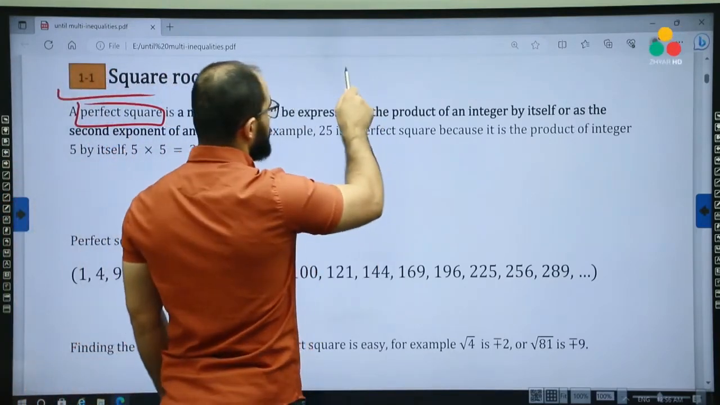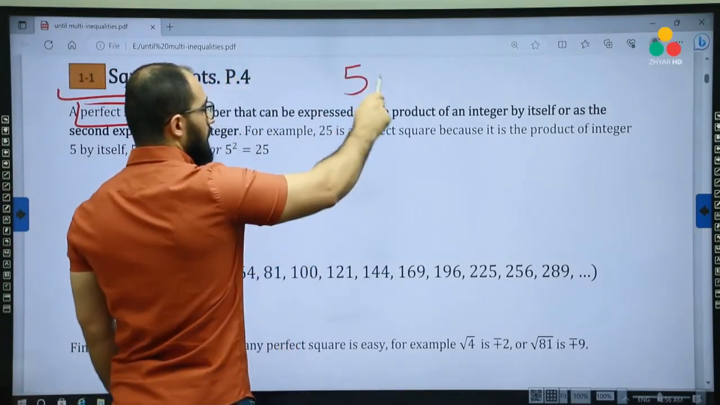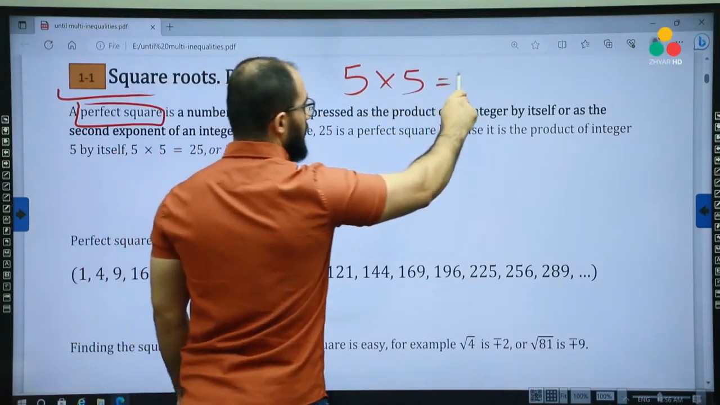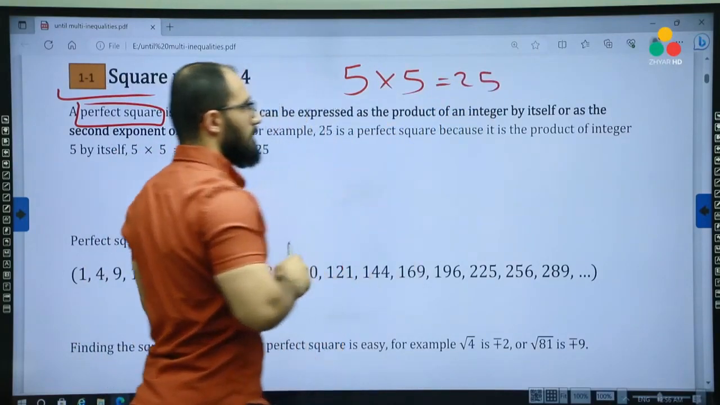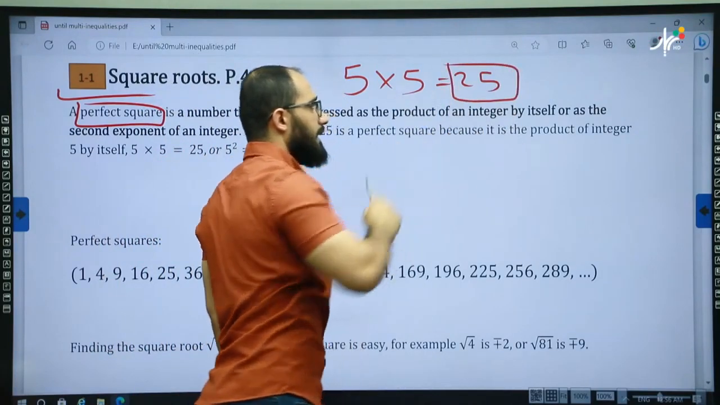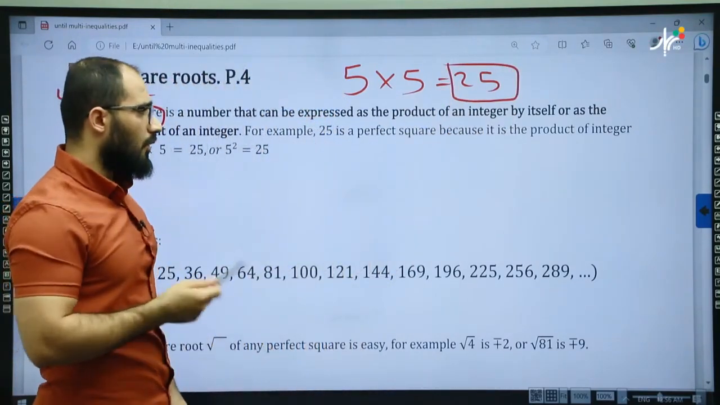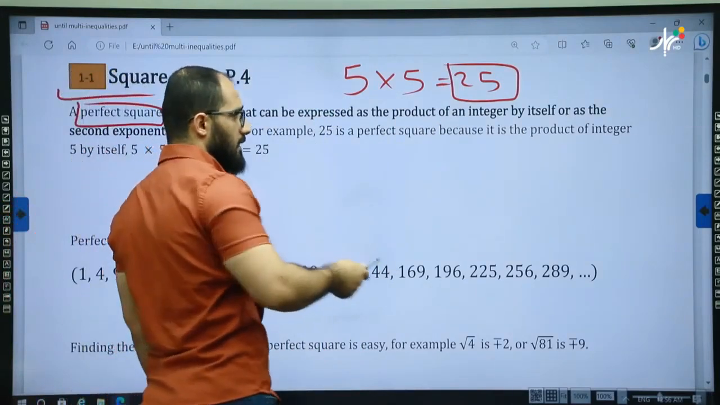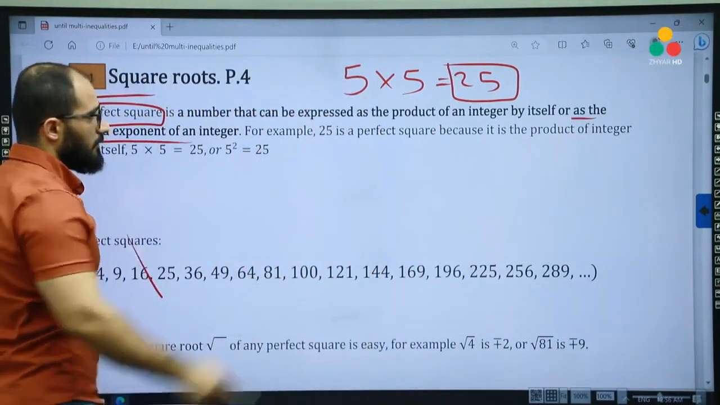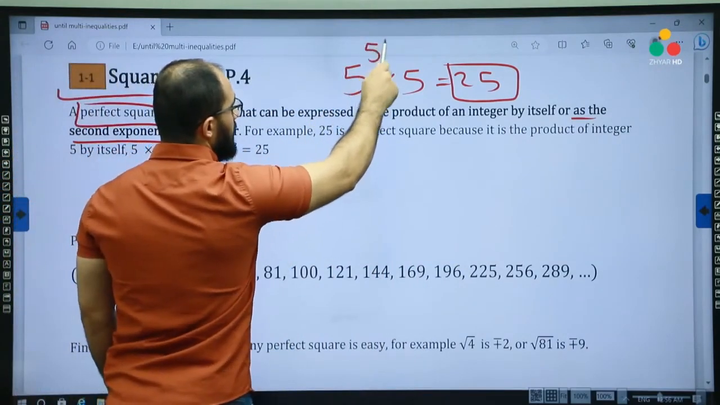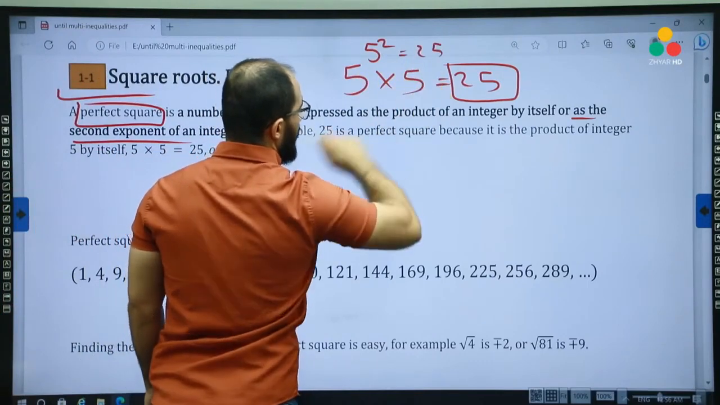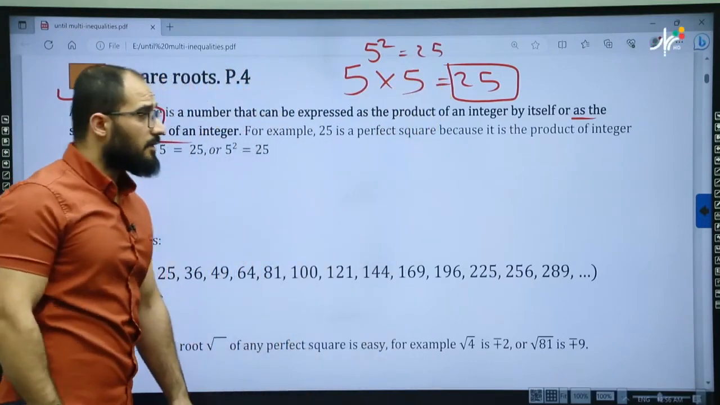For example, 5 multiplied by itself, 5 times 5, is equal to 25. Then we can say that 25 is a perfect square. Or we have another definition: it is the second exponent of an integer. 5 times 5, you can write it as 5 squared, is equal to 25. So 25 is a perfect square.